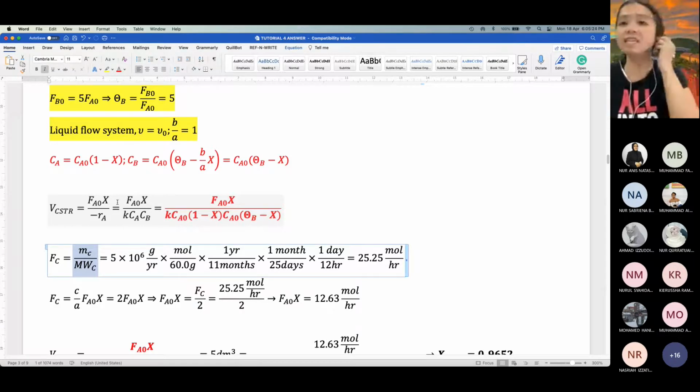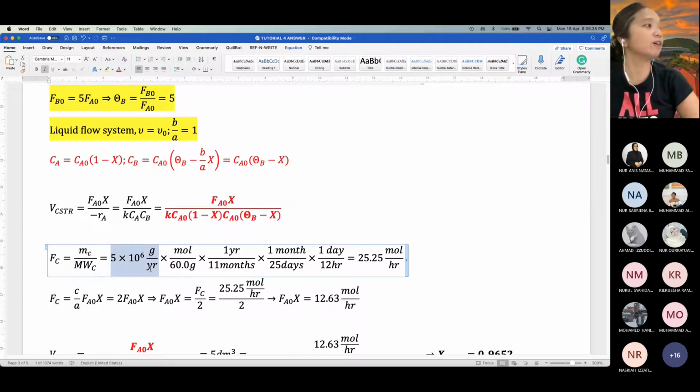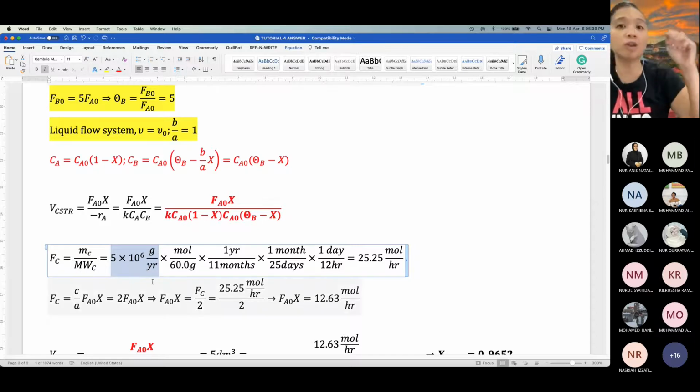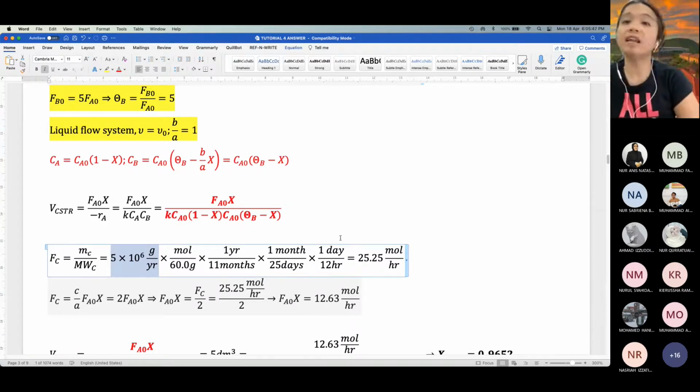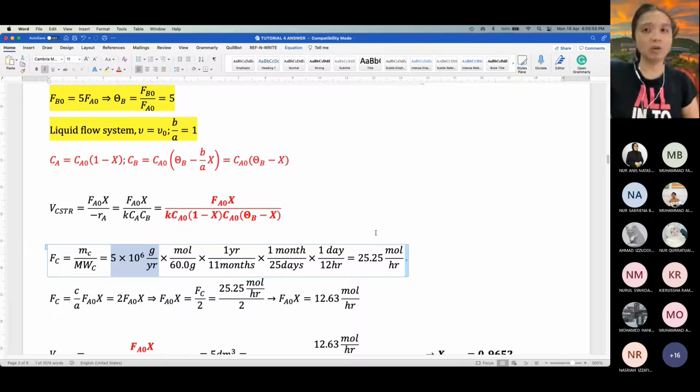Okay, you have learned this in CPP. You just use the cancellation method. Okay, unit cancellation method. What does that mean? Okay, so of course you will start with the mass flow rate of C, the 5 million gram per year. Kita akan mula dengan mass flow rate C, 5 million gram per year. So kamu tahu, you know that your ultimate goal, dia mesti dalam bentuk mole per time kan? Sekarang kamu mass per time. Your ultimate goal is mole per time, molar flow rate.